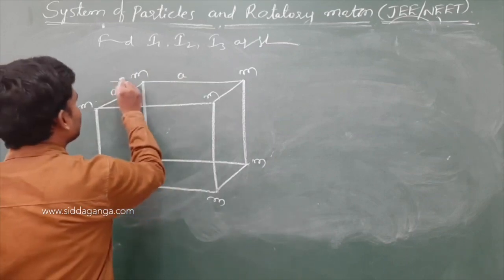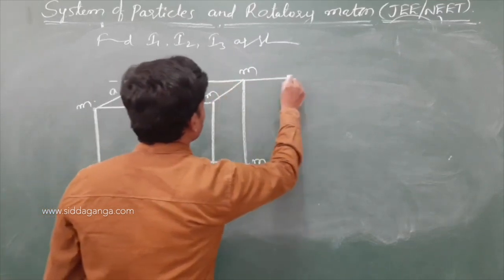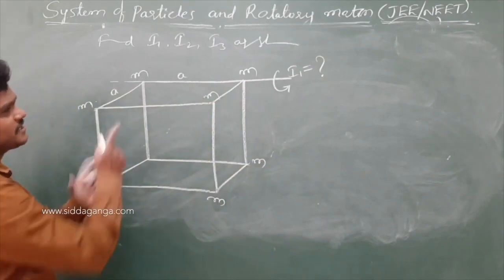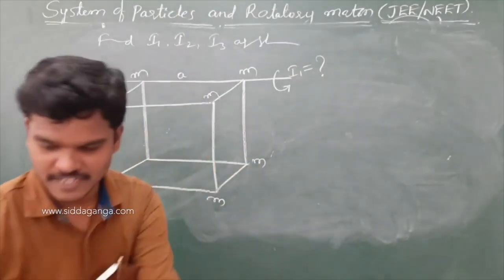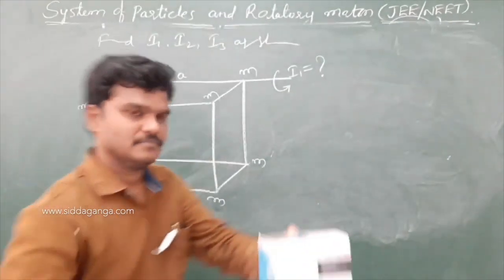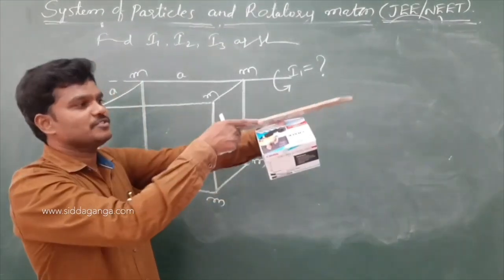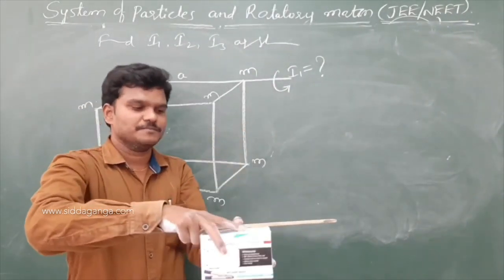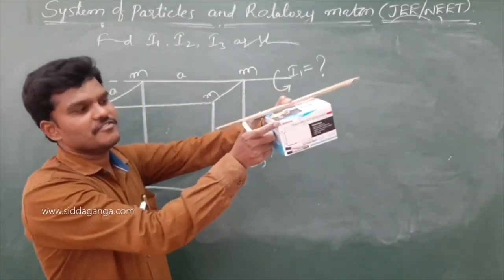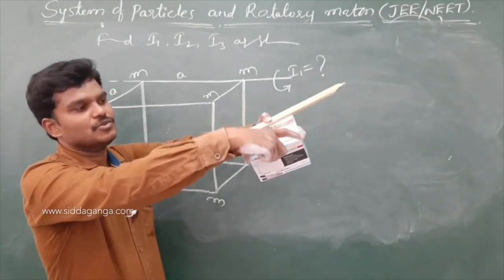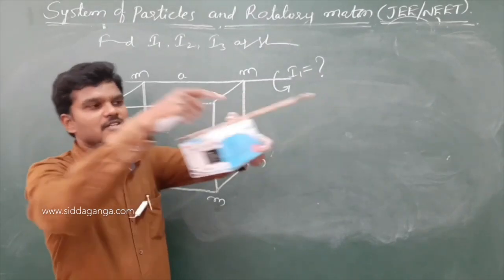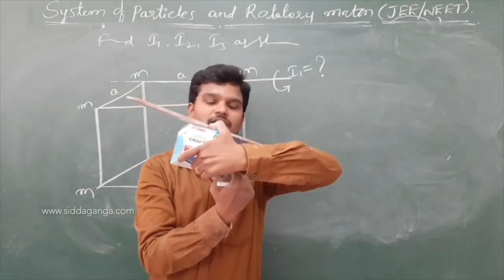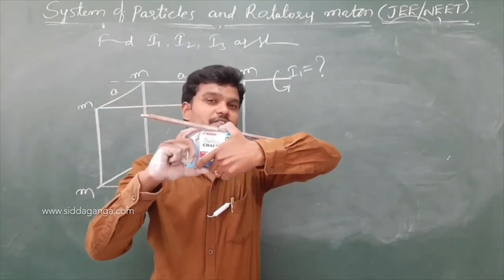So this is I1. About this axis they are asking. Let me check with I1 first. About this axis, see, this is the cuboid, and about any one side. Due to this, the particle is at a distance of A. This particle is at a distance of A. So 2M into A square. Downwards, this particle is at a distance of A, and this particle also at a distance of A. Again, two particles separated by distance of A.